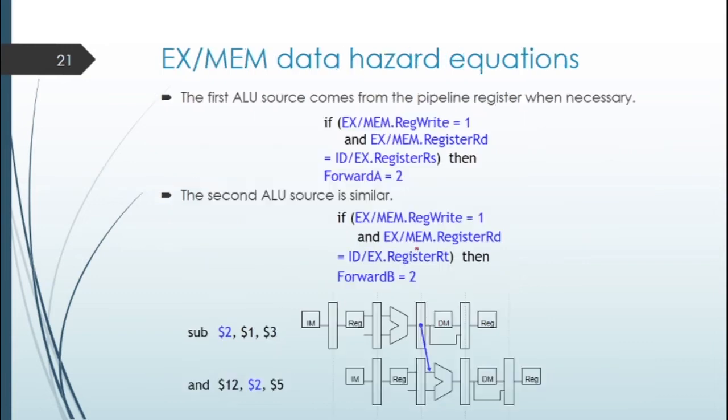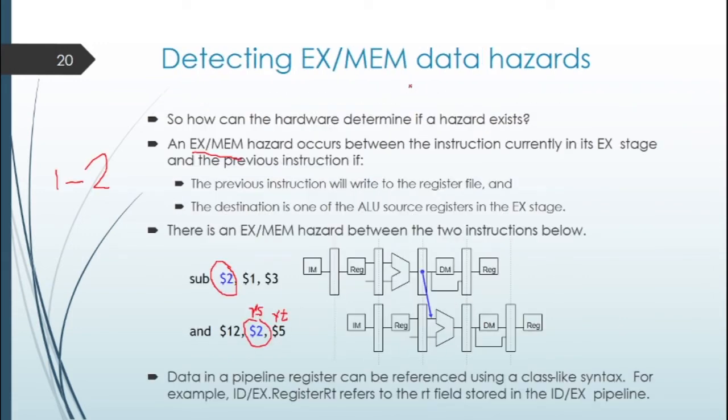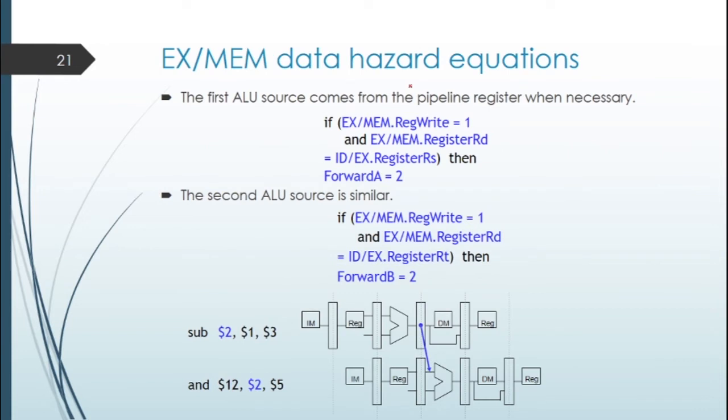If there is a MEM/WB hazard, that is another type of hazard. What happens there is that instruction number 3 is actually dependent on instruction number 1. That will be a MEM/WB hazard. So let's see how to detect the first one, the EX/MEM hazard. That means the second instruction is dependent on the first one. So where do we get the control signals? We know that the first instruction is the sub instruction.